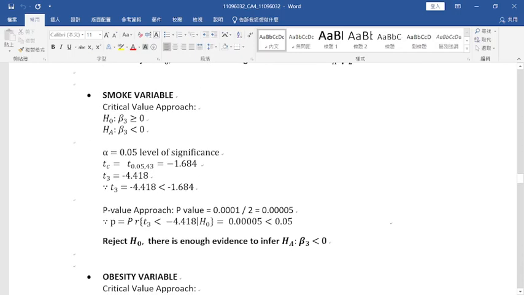For the smoke variable, we have the opposite hypothesis. The null hypothesis is that beta 3 is greater than or equal to 0, and the alternative hypothesis is that beta 3 is less than 0. Since we're looking at a negative relationship, we look at the left tail probability. That's why we use the negative 1.684 and compare it to the t-test value.